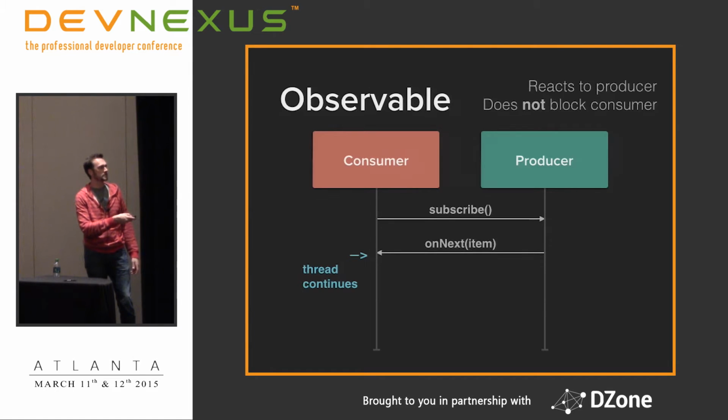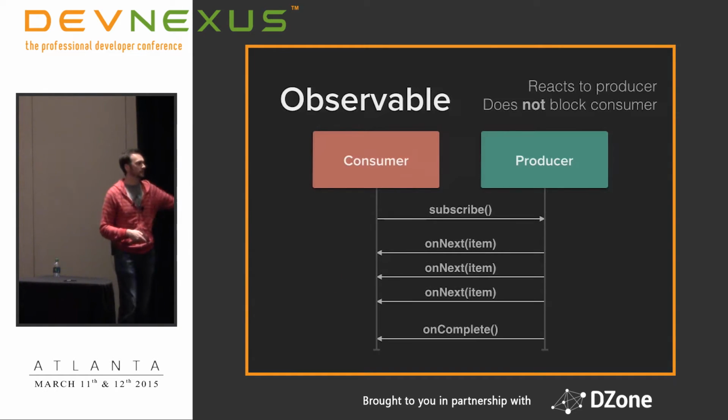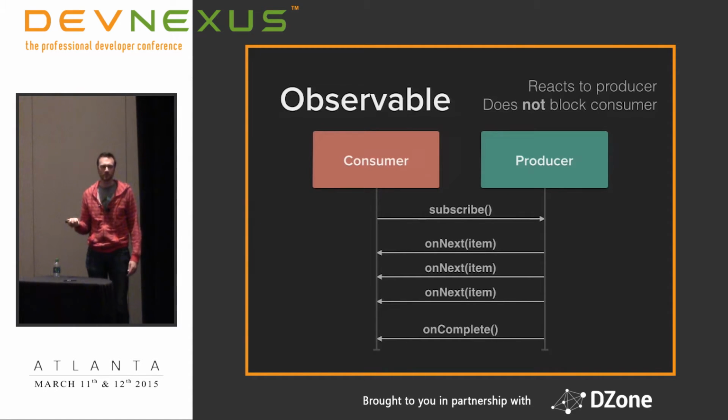whatever's producing these values can say, hey, I've got something for you. Here's the next value. So, okay, I'll handle it. Now I handled it, I can go off and do more stuff. And so on and so on. So the producer can push things when they're ready and tell us when it's complete. And the whole time the consumer's free to go do other things while that's happening.